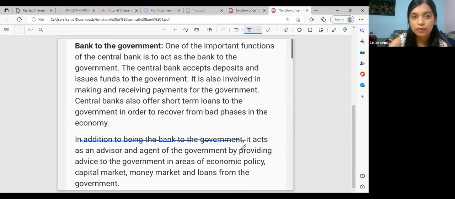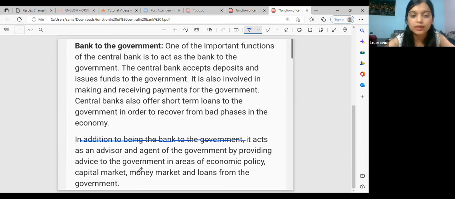What functions do they perform as an agent of the government? See, in the exam hall, it's not certain that they'll give you a question like what do you understand by bank to government. They can ask how the central bank acts as an advisor or agent. So you will write: acts as an advisor and an agent for the government. Or the question can be, what are the functions the central bank performs as an agent? So basically, it advises the government in the areas of economic policy. If the government wants to make any policy, it will advise what terms you should keep in mind whenever you are making a policy.